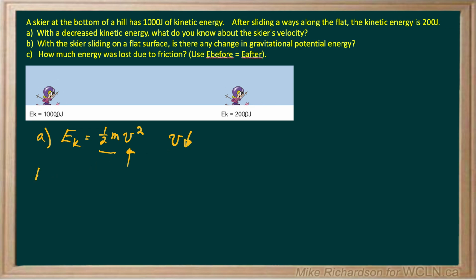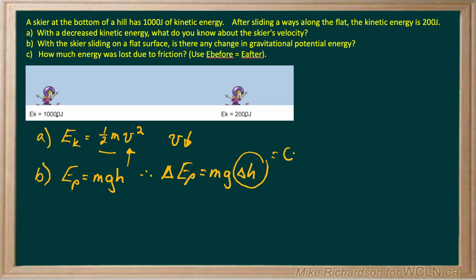In part B, with the skier sliding on a flat surface, is there any change in gravitational potential energy? Well, gravitational potential energy's formula is mass times gravity times height, which means your change in gravitational potential energy would be mass times g times change in height. And since there's no change in height, that equals 0, that would mean your change in potential energy is also 0. So he stays at the same level, no change in potential energy.